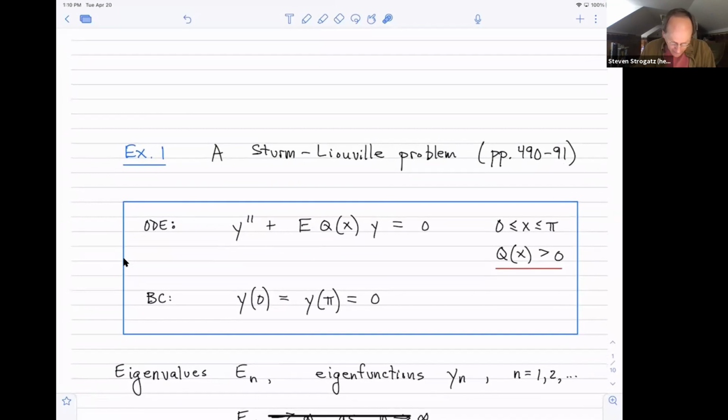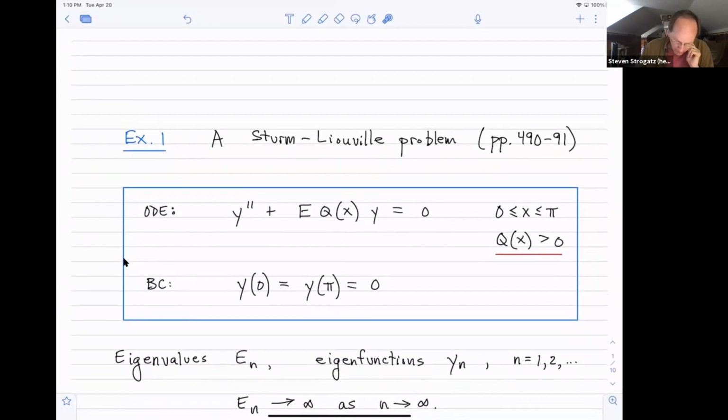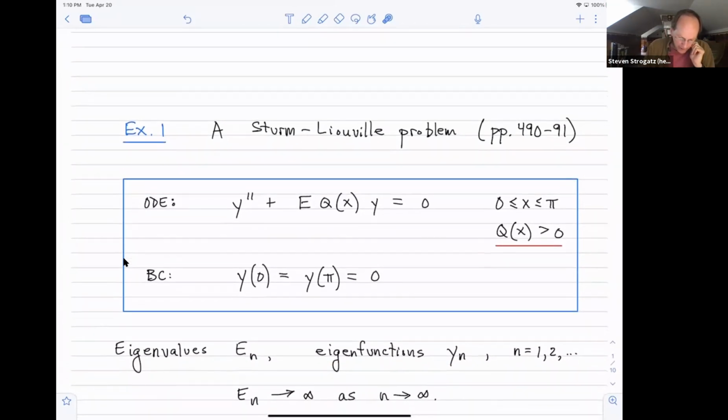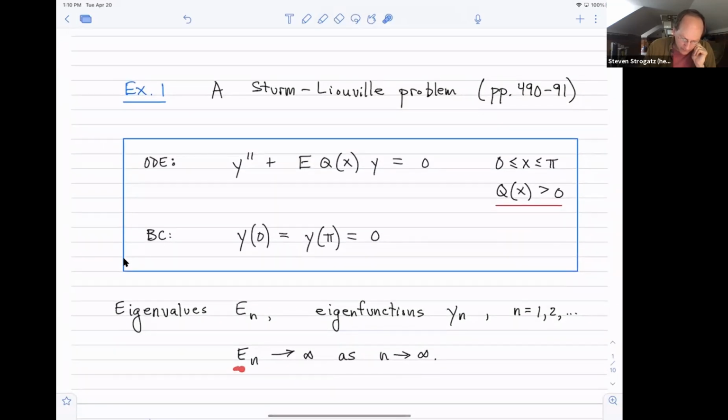So we expect to get in this theory, Sturm-Liouville theory, that you may have studied in your differential equations course, will tell us that there's a discrete set of these eigenvalues. We can number them with an integer n, 1, 2, 3, 4, and so on. So there's eigenvalues e_n with corresponding eigenfunctions y_n that then solve this problem. And the theory also tells us that the e's will get large as n gets large. So e_n will tend to infinity as n goes to infinity.